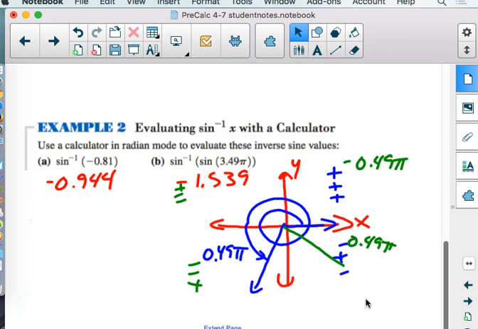So it was about being in that principal value range that made that work the way that it did. It's not as simple as just looking up and saying, this is sine and this is inverse sine, boom, we're done, write down 3.49 pi. That's not as simple as that. We have to make sure we're in the PVR. So that's where we're thinking as we go on.